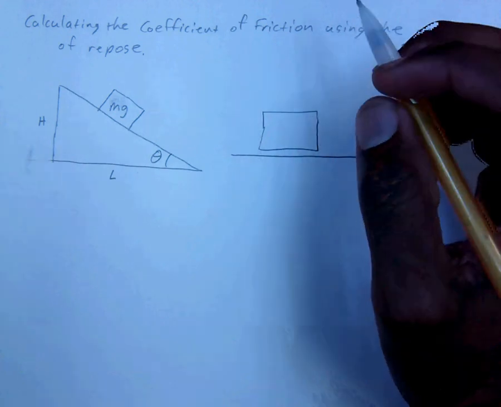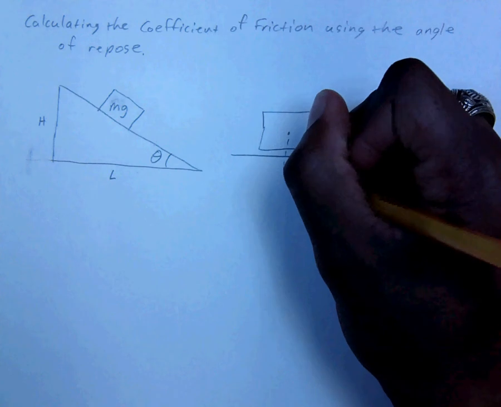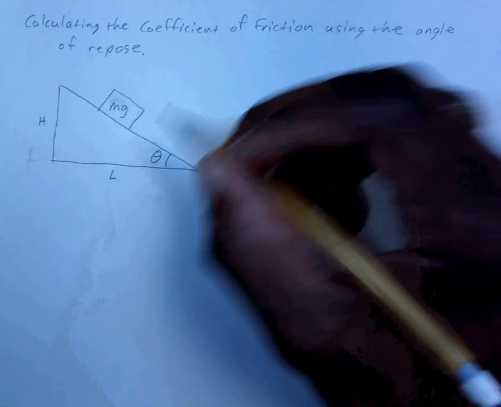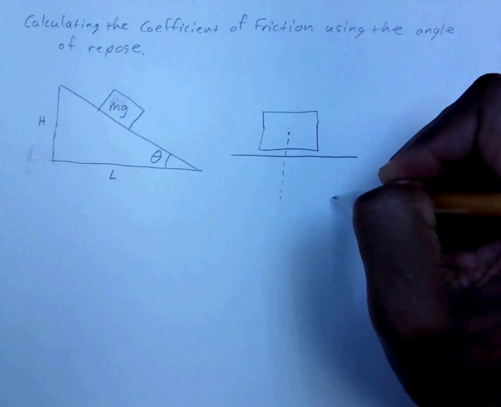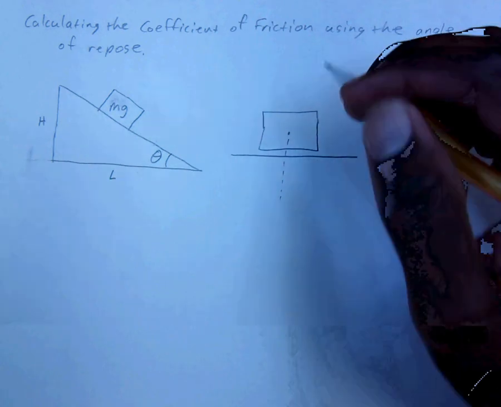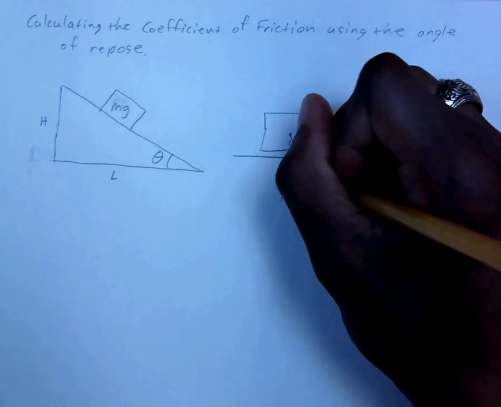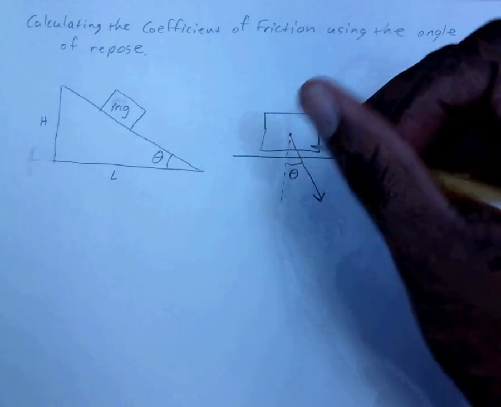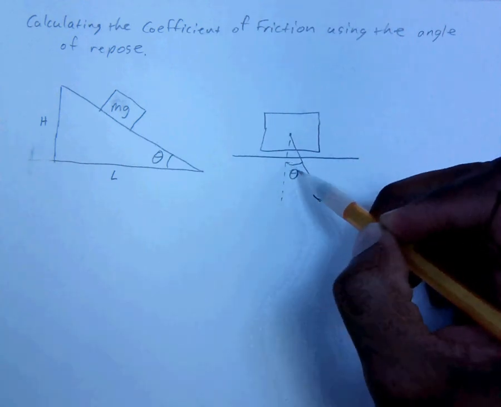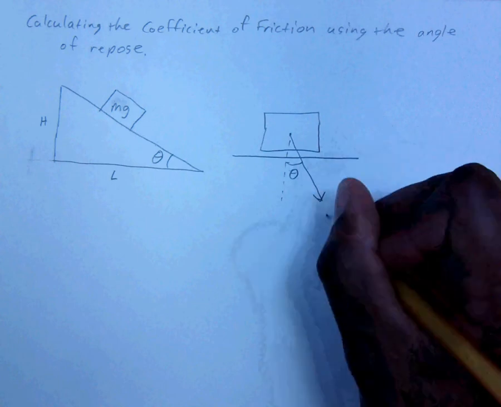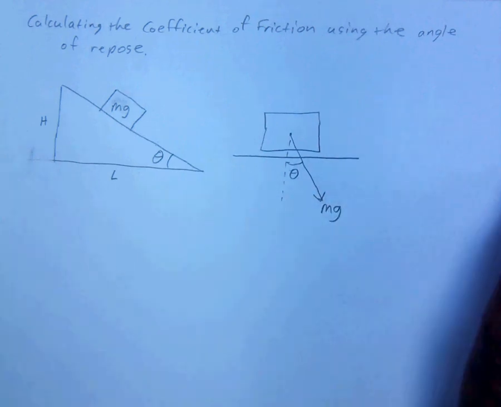It's been rotated counterclockwise by some angle. That means that what used to go straight down, as in the weight, is now going at an angle. All right, so here we have the weight coming off at theta. We don't know what theta is yet because that's the angle of repose. Our weight is going to come off at some angle theta. So here's our weight, mg.